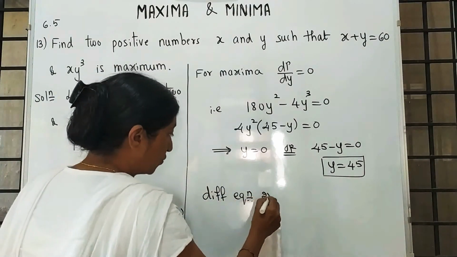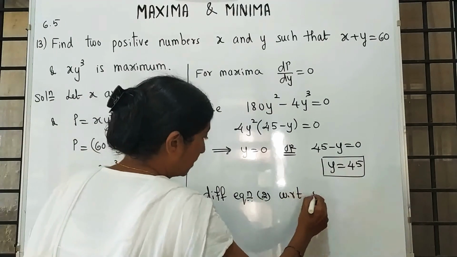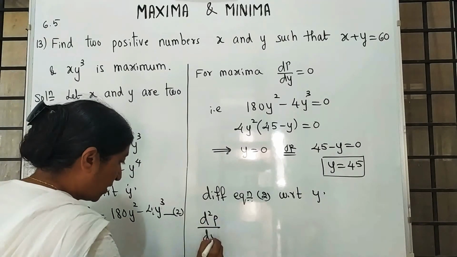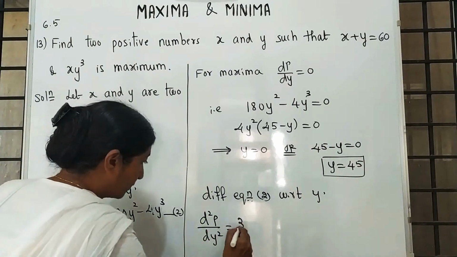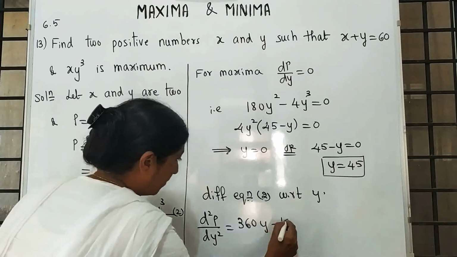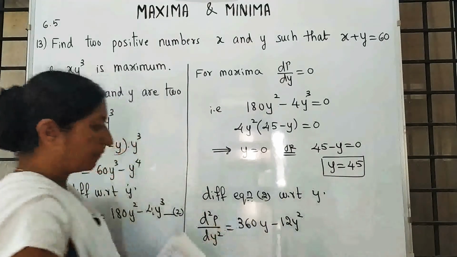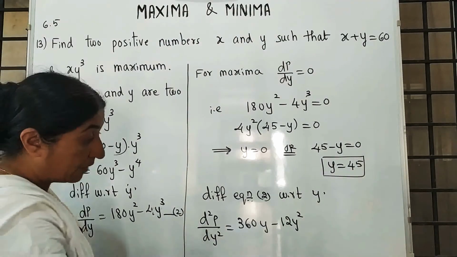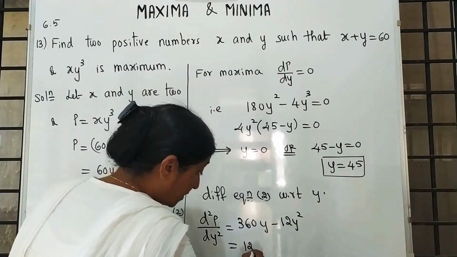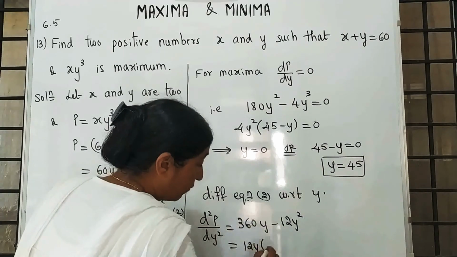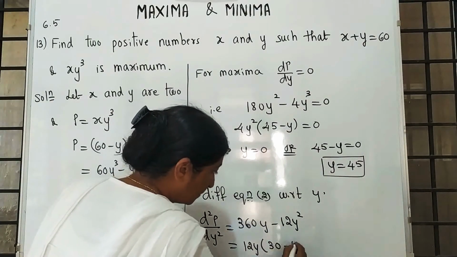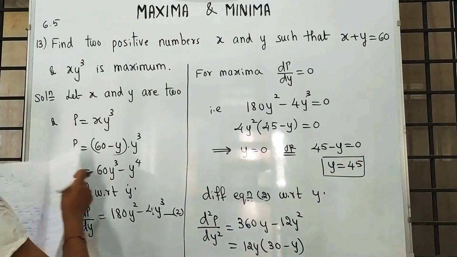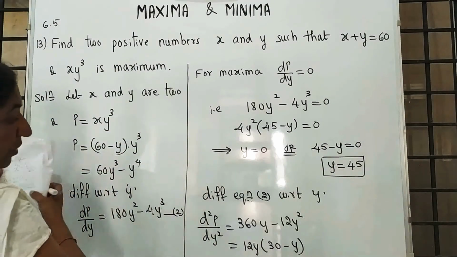Differentiating equation 2 with respect to y. The second derivative, d square p upon dy square, is equal to 360y minus 12y square. To make the steps simple, I took 12y common. So now, to make the calculations easy, I wrote it like this. Now write down the values.